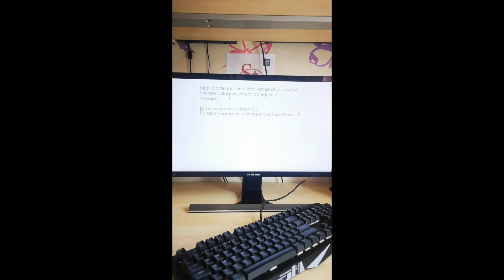Okay, so crossing over and independent segregation. It's an old mark scheme, so slightly different term there. But crossing over, so this is exchange of non-sister chromatids of one homologous chromosome pair at the chiasmata, and independent segregation of homologous chromosomes. Okay, so that would be our new spec answer.